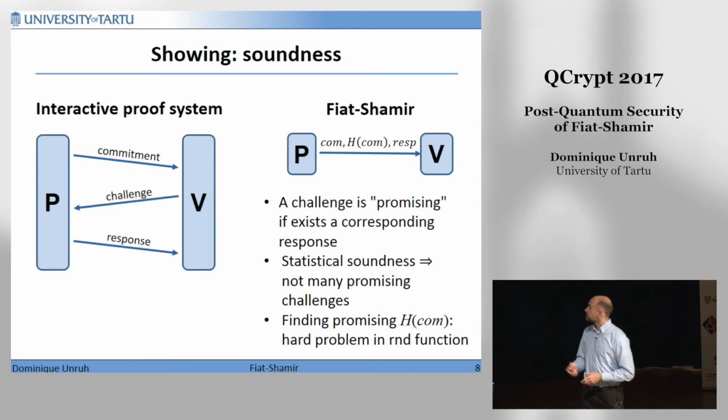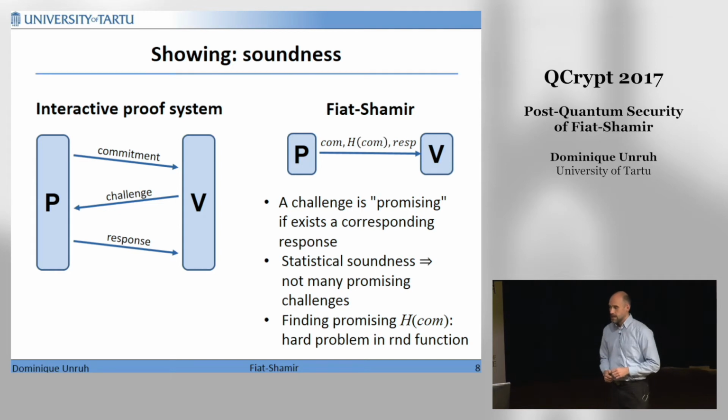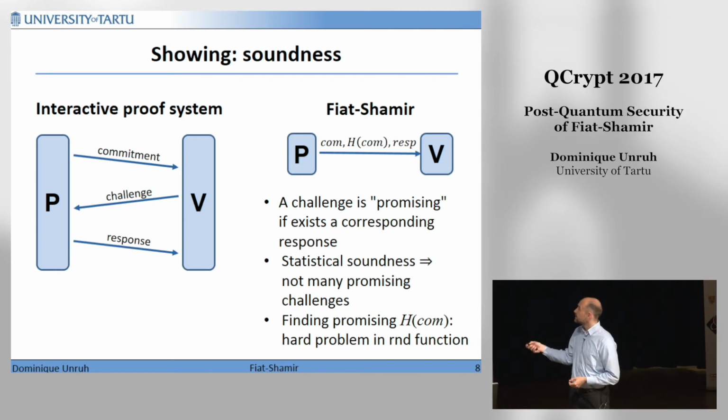So let me tell you very quickly what the basic idea is on how we show the soundness of Fiat Shamir, because this is the part that was kind of giving us trouble. And with the extra assumption that the sigma protocol we have here has statistical soundness, we can prove the security of Fiat Shamir, which is depicted here. In order to do that, we first define a simple auxiliary notion. Namely, we call a challenge, so a message with which the verifier answers, promising if there exists some response to it that will make the verifier accept.